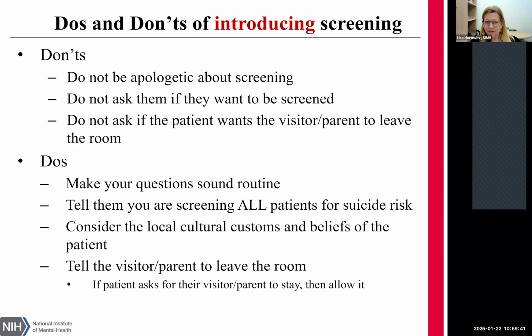Okay, and I've said this several times now: you tell the visitor to leave, but if the patient wants them to stay, they can stay.